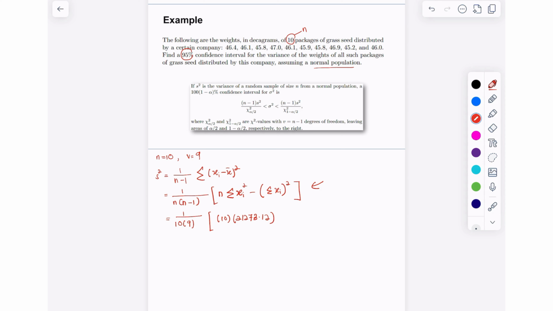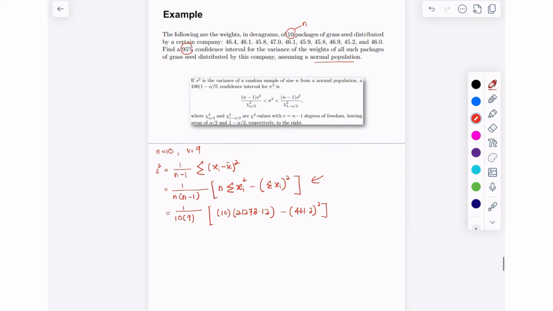And then minus the summation of all the data, and then you square the summation. So the summation of xi would be 461.2, and then you square. So you get the variance for the sample is 0.286.